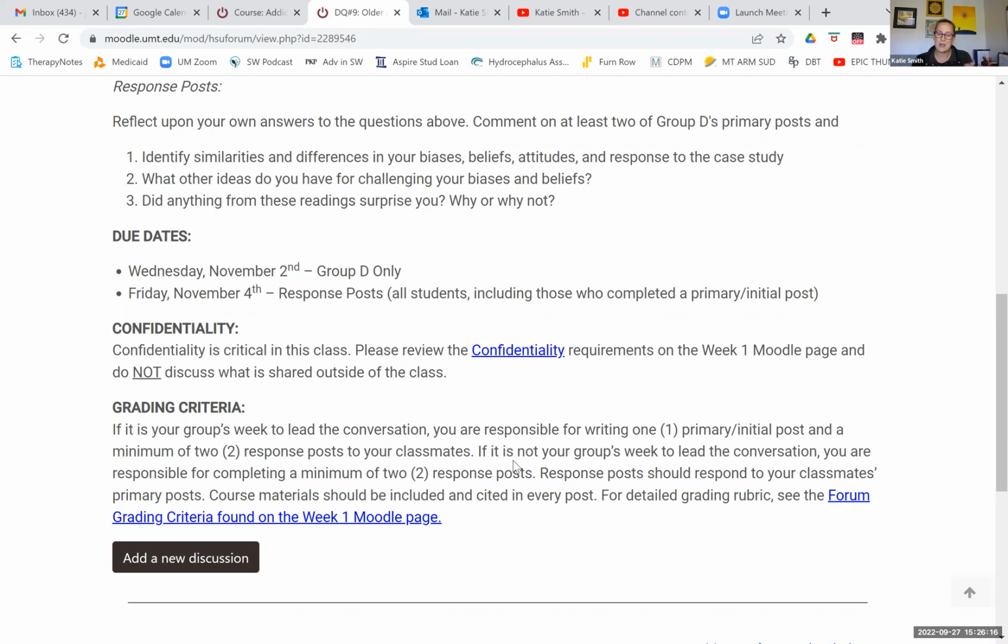Otherwise, I'm really looking forward to engaging in this topic. It's one that I find really interesting because often we don't think about older adults and substance use disorders, and it's a big change in people's lives in so many ways. And being able to recognize this and talk about it, I think, is really helpful.